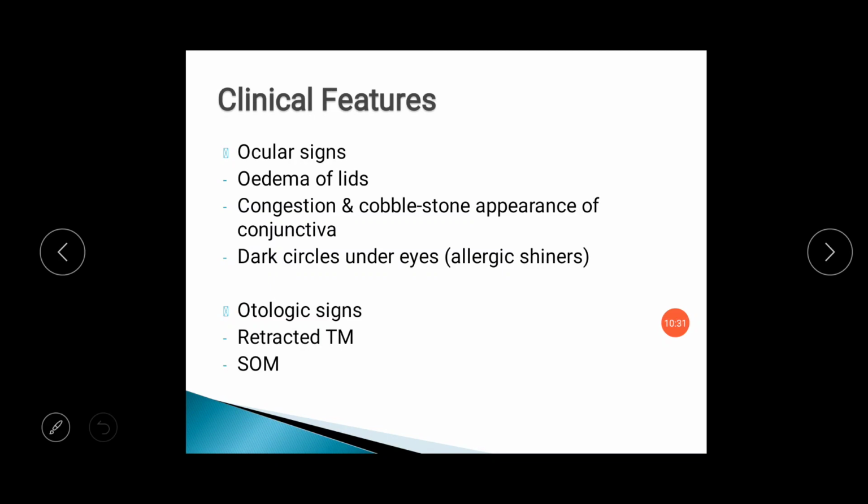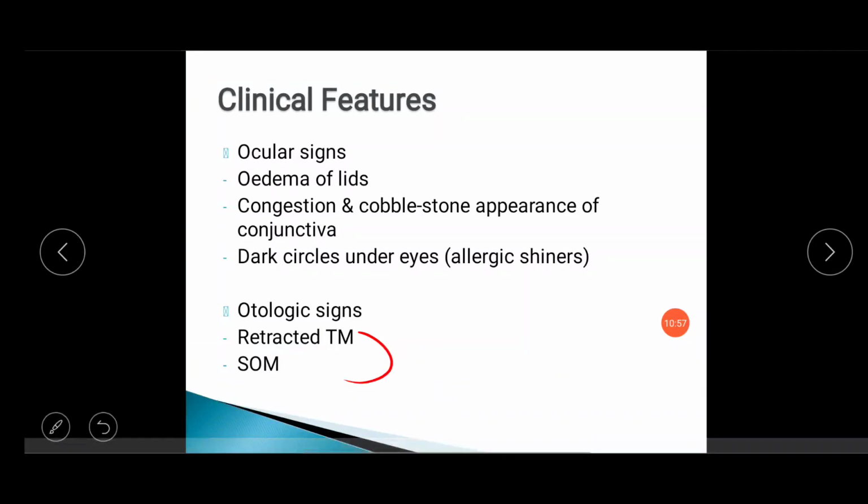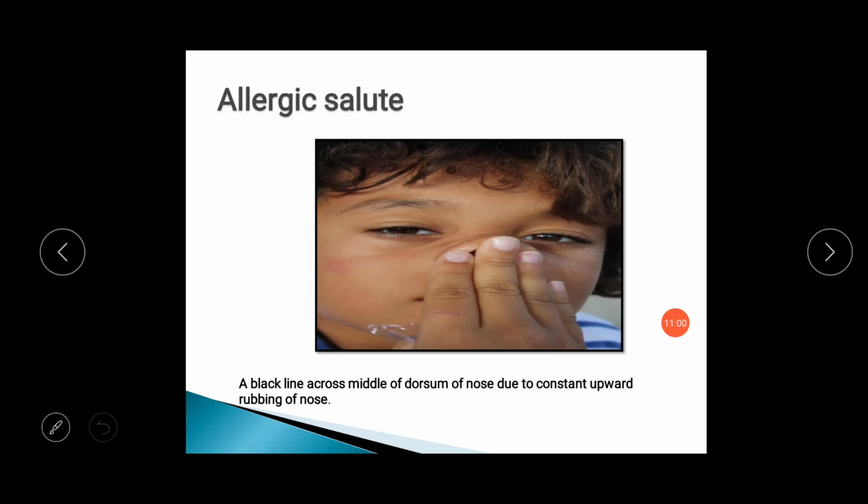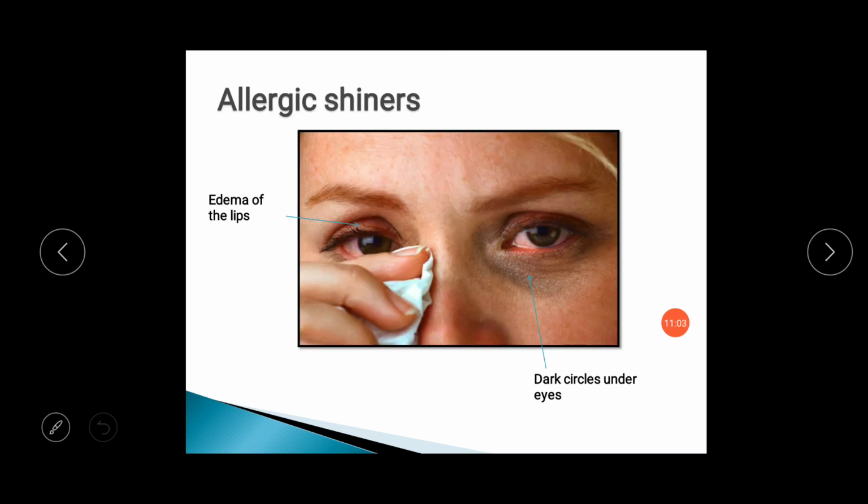Ocular signs are edema of lids, congestion and cobblestone appearance of the conjunctiva, dark circles around and under the eyes, also known as allergic shiners. Otologic signs are retracted TM due to the eustachian tube obstruction and formation of negative pressure in middle ear, and this can give rise to serous otitis media or otitis media with effusion. Allergic shiners are dark circles under the eyes, with edema of the lids and cobblestone appearance or redness of the conjunctiva.